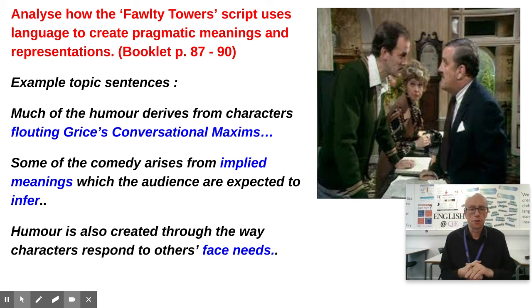And then a third discourse marker could be: humour is also created through the way characters respond to others' face needs. And so this is where you could talk about positive and negative face and face-threatening acts. Okay, so that's useful for you. Remember, in your paper 1 section A, the meanings and representations, it could well be that you get a transcript to analyse, and also your language investigation. When you eventually come on to do that, many of you will be looking at scripts.